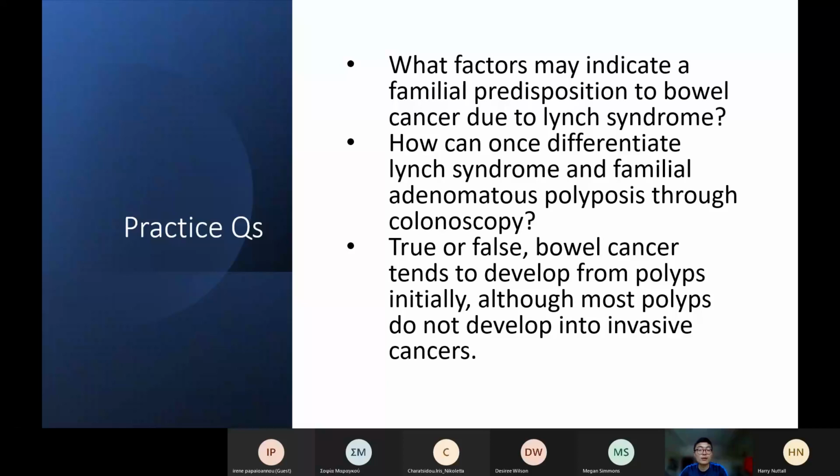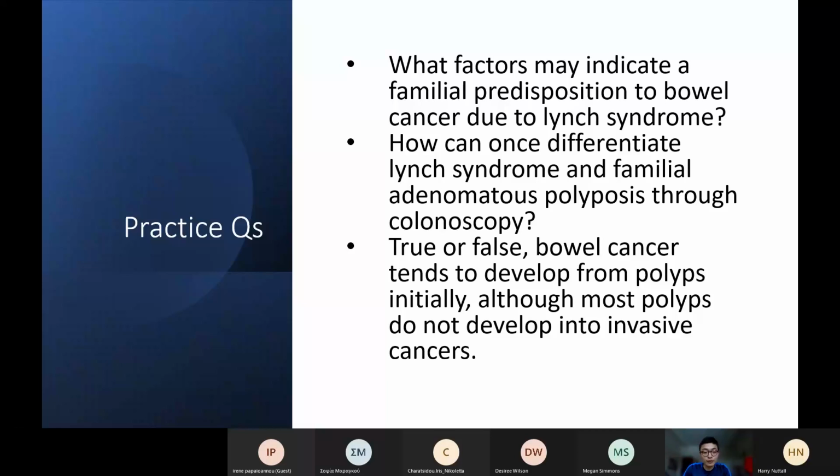And subsequently, how can we differentiate Lynch syndrome from familial adenomatous polyposis through colonoscopy? Well, these are both autosomal dominant diseases, but the way we can differentiate them is to look for polyps using colonoscopy. They're not associated with Lynch syndrome typically, although in some cases they might be seen. They're not seen as frequently as they are in familial adenomatous polyposis. So the presence of polyps is the key here.